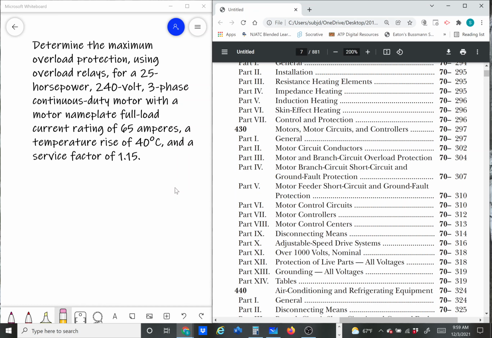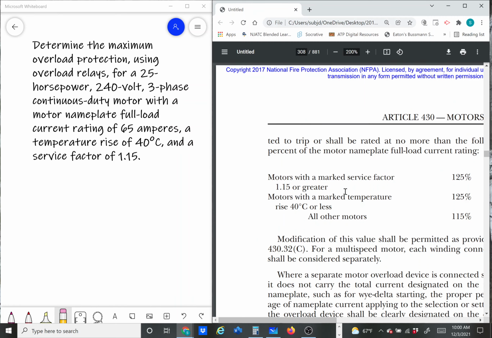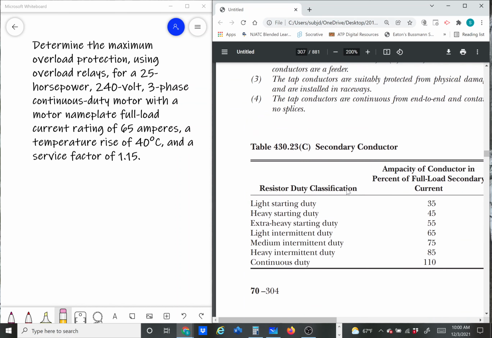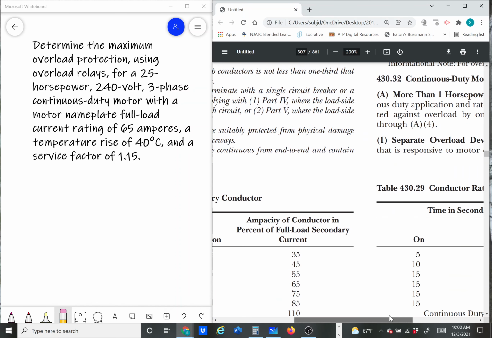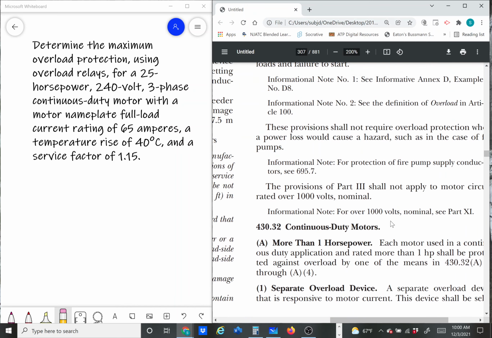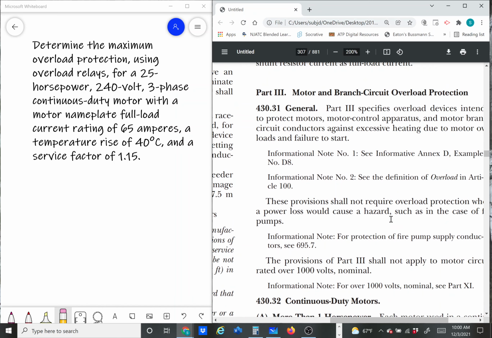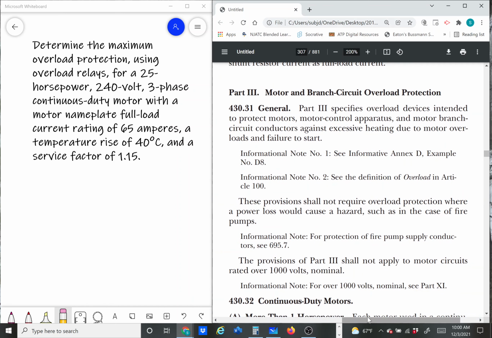And then there's only a couple of other little caveats, and the primary one is going to be if starting current's a problem or not. So what we're going to do is find where our overload calculations are found, and we can see that that's right here in part 3 that says motor and branch circuit overload protection. So we are going to go to part 3. And actually, in part 3, I skipped to the table, but this is where we're going to spend most of our time, where it says more than 1 horsepower.